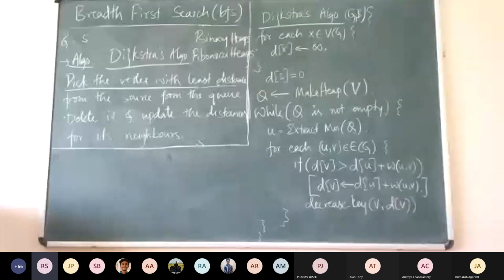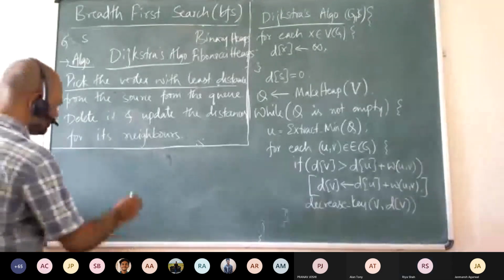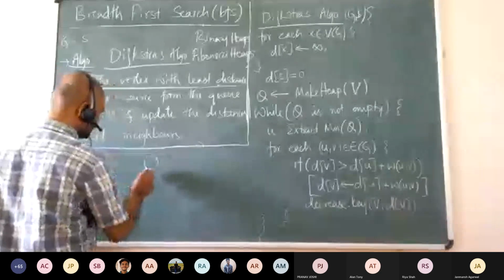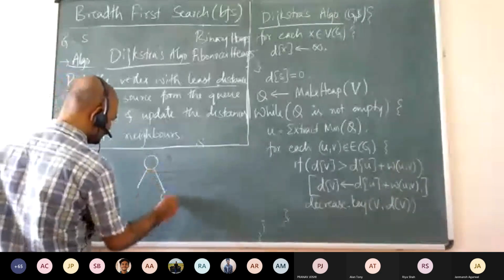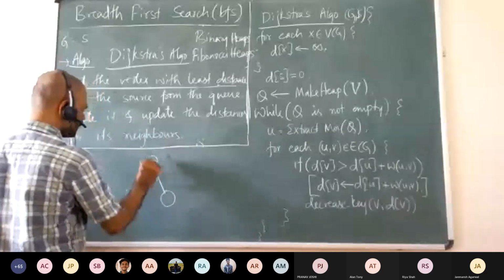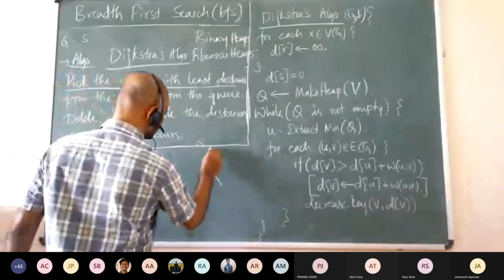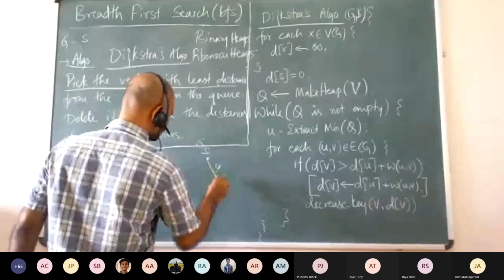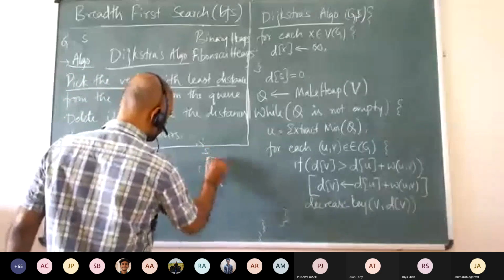Can you explain again what decrease key does? Yes. So for example, initially the source will be here. It will be set to 0, right? So suppose something like this. There is a source here. There is some 4, 5.